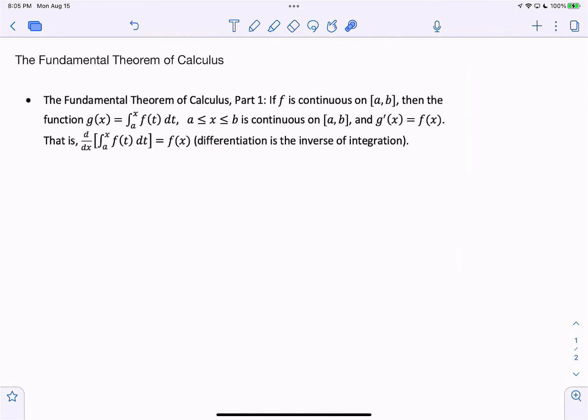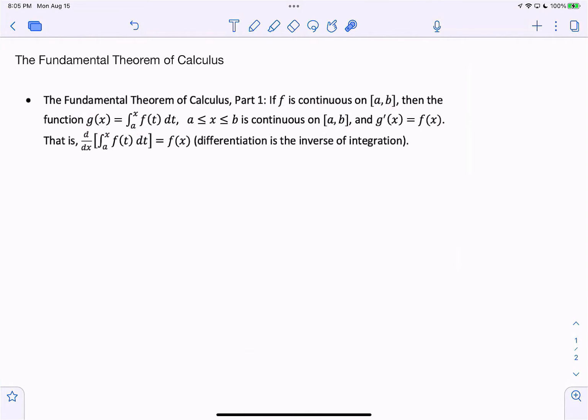The theorem comes in two parts, and part one starts out by saying if f is continuous on a closed interval from a to b, then the function g of x defined by an integral from a to x of f of t dt, where x goes from a to b, that function is continuous on the closed interval from a to b, and g prime of x is equal to f. We're going to let that sink in a little bit.